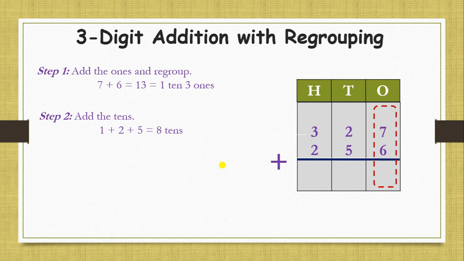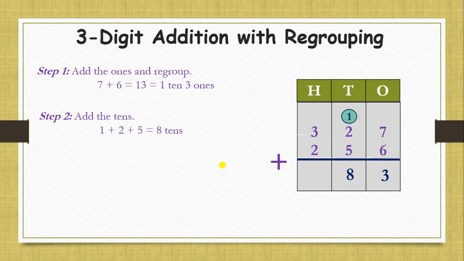So 6 and 7 are there. So 7 plus 6 equals 13. So 3 will be at the ones place and 1 will be carried to the tens place. Now let's add the numbers at the tens place. 1 plus 2 plus 5 equals 8.